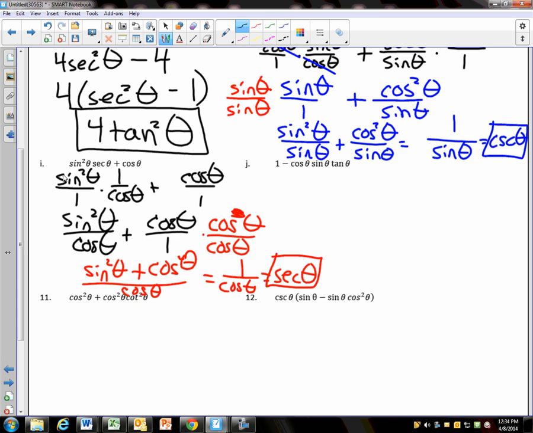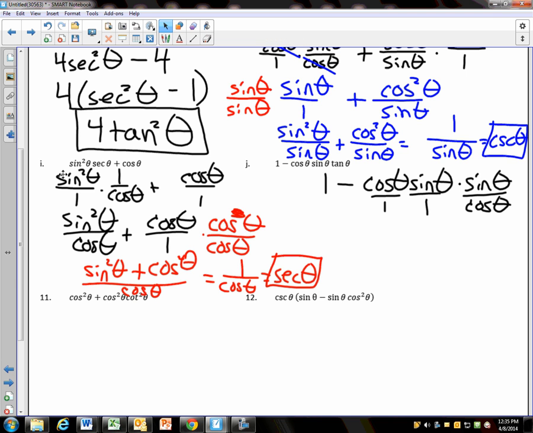Okay, same approach for I, or for J. I got a 1 here. I like that. Boy, if I came up with a squared over here, life would be pretty good. But I don't know what cosine times sine times tangent is, so maybe our best bet is to just write everything in terms of sine and cosine. So tangent is sine over cosine. If I write it like that, what happens? Your cosines cancel.